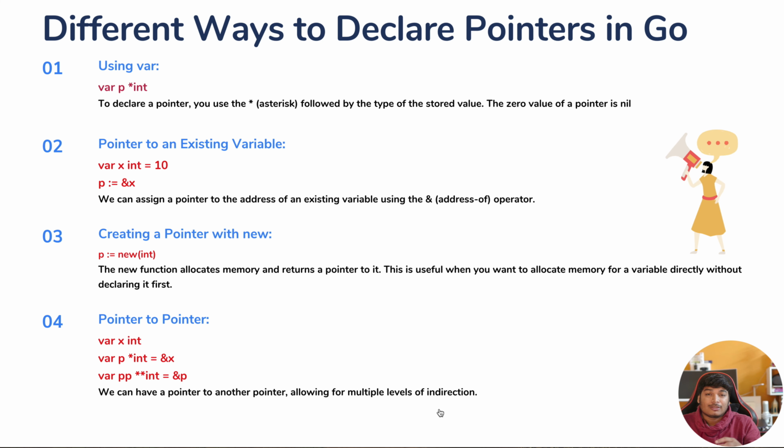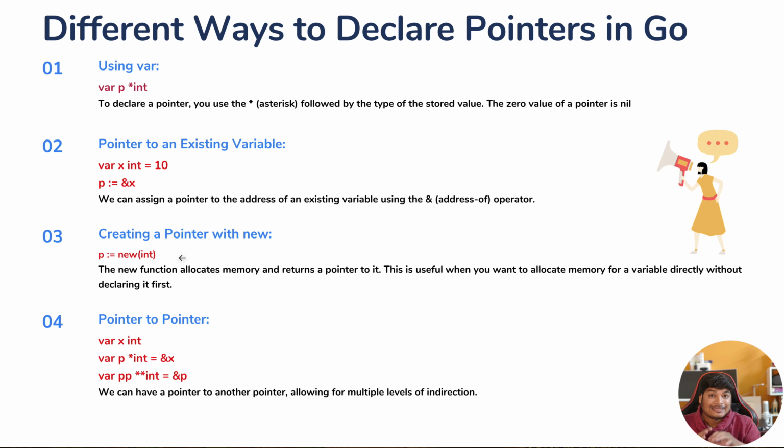Now suppose you want to create a pointer to an existing variable, okay? How will you do it? For example, the existing variable is x: var x int = 10, so it's an integer value. And how do you then create a pointer for this integer value? The following way: p := &x. What does the & operator do? It fetches the memory address of the variable x and stores that into the variable p.